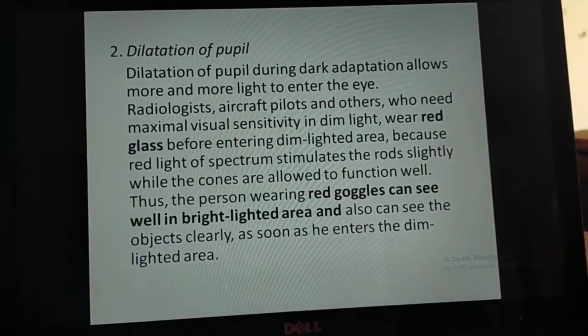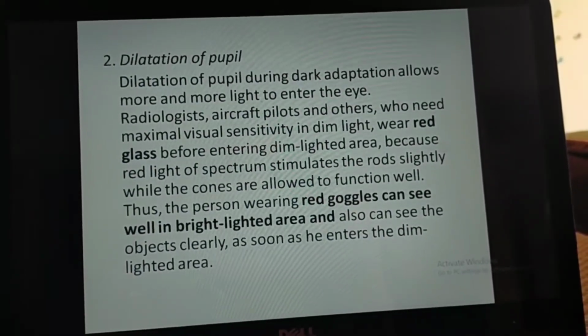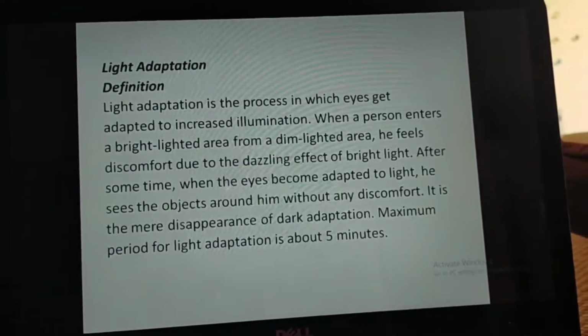This is how the person wearing red goggles can see well in a brightly lighted area and also can see the objects clearly as soon as he enters the dimly lighted area.